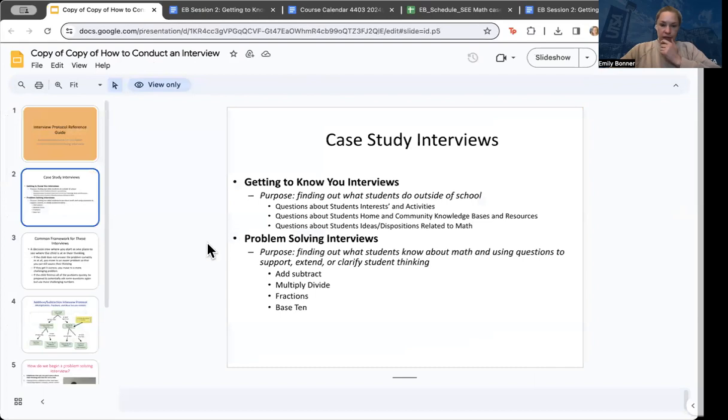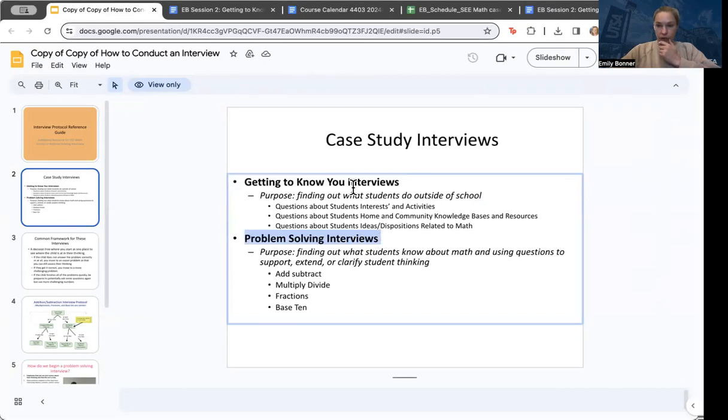The case study interviews are these right here. The problem solving is where we are now. The getting to know you was really the Venn diagram, so you have done that. The problem solving interview is now, instead of just learning about what students like to do outside of school, zooming in on students' mathematical thinking. We're practicing that teaching practice of asking good questions, allowing students to answer, and then making sense of what they understand mathematically. That's the goal of this.